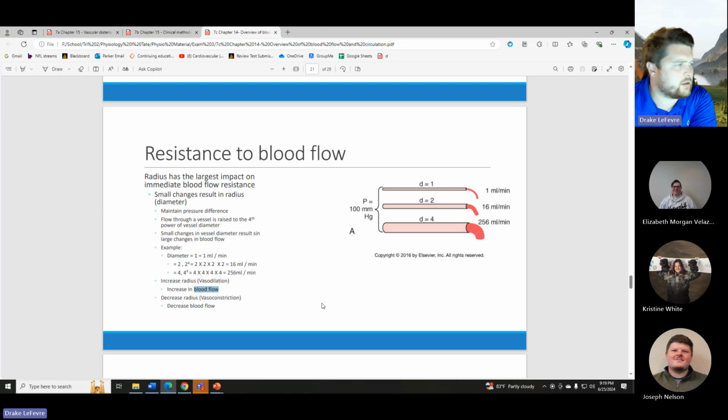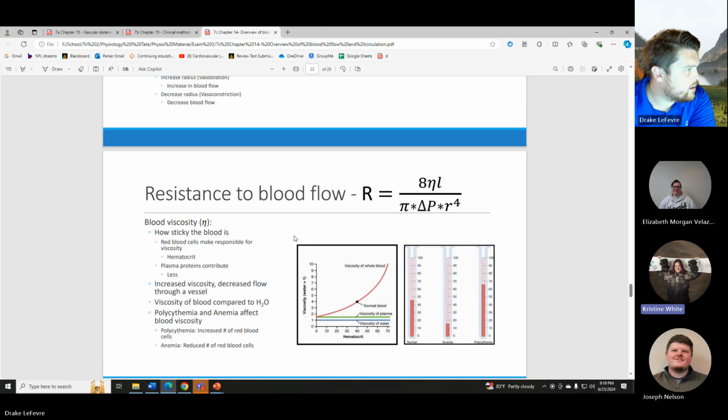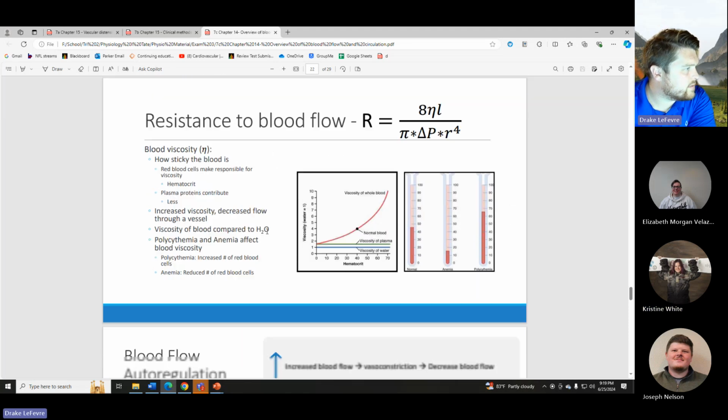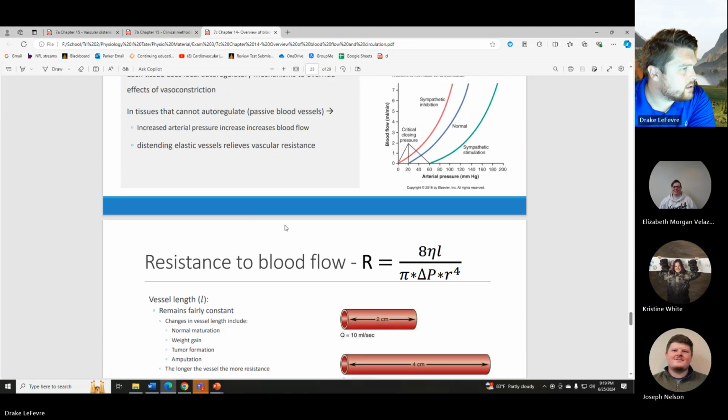What was the question that you had? It was which would have a slower velocity. It's inverse. So a larger diameter has a lower velocity and a smaller diameter has a higher velocity, if I remember correctly. That's viscosity.